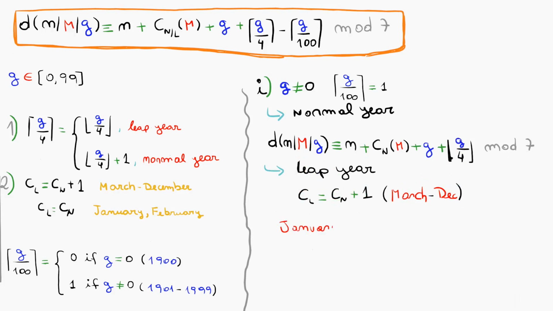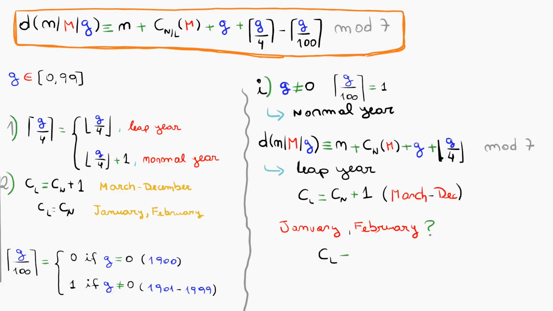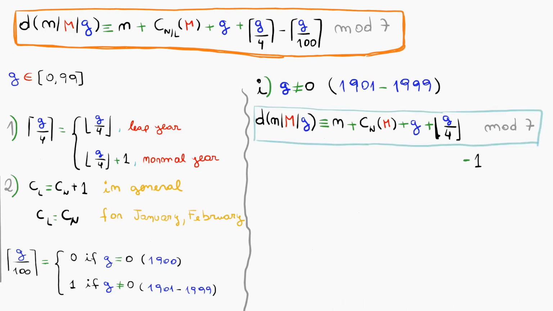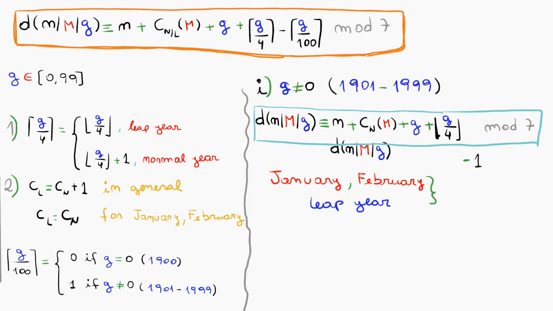Now, for the months of January and February of a leap year, the relationship between C of L and C of N changes, meaning that in these cases, one must be subtracted from the simplified expression. Let's summarize this so as not to get confused. For the day of the week corresponding to any year between 1901 and 1999, we have the following simplified expression, which works in general. However, the only exception is that if the months are January or February and it is a leap year, we must subtract 1 from the previous result.